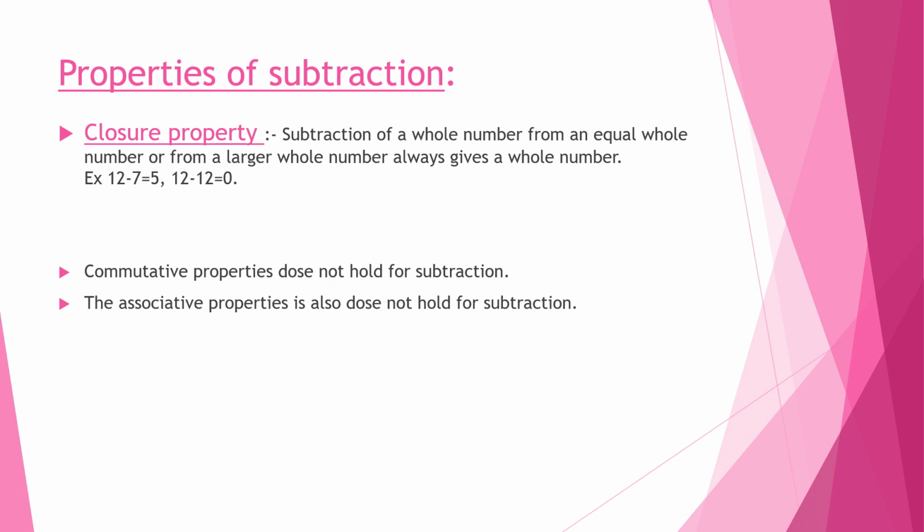Commutative property does not hold for subtraction. For example, if we take 12 minus 5, we get the answer 7. But 5 minus 12 is not equal to 7. So, for subtraction, commutative property is not obeyed. The associative property also does not hold for subtraction.